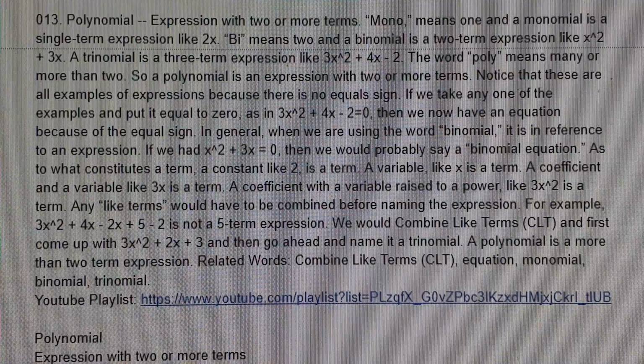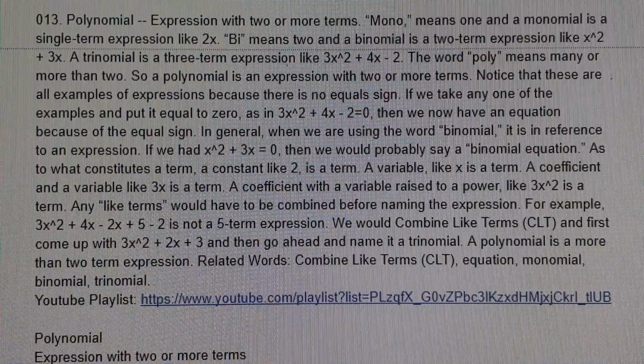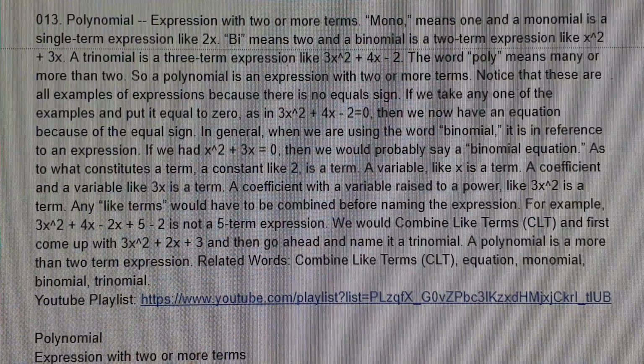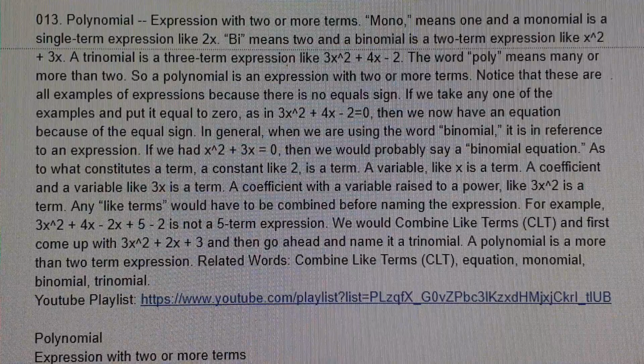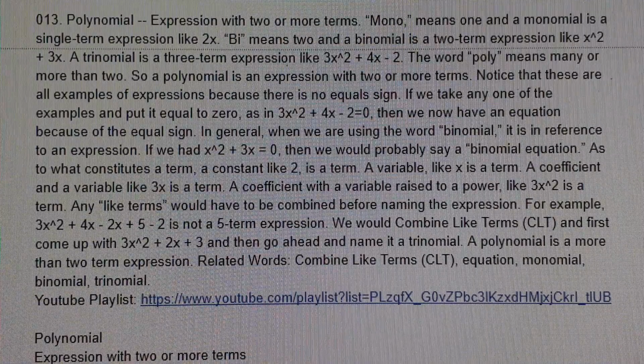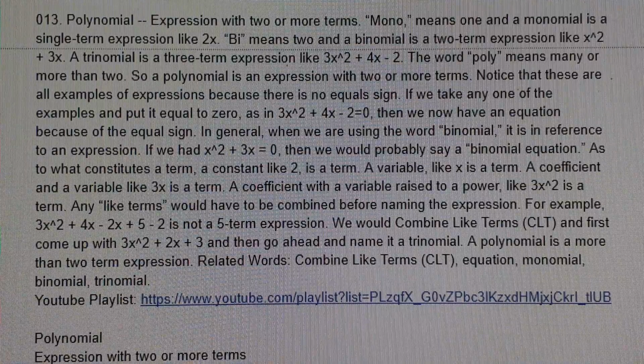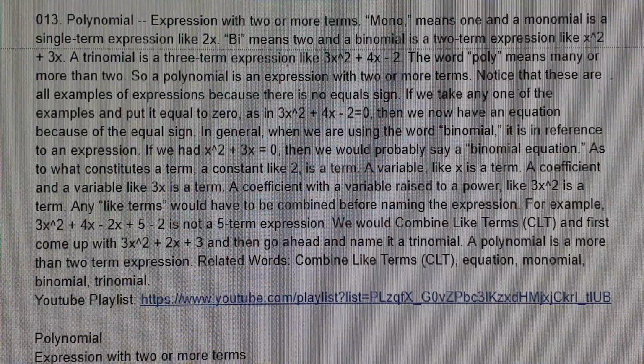As to what constitutes a term, a constant like 2 is a term. A variable like x is a term. A coefficient and a variable like 3x is a term. A coefficient and a variable raised to a power, like 3x squared, is a term.